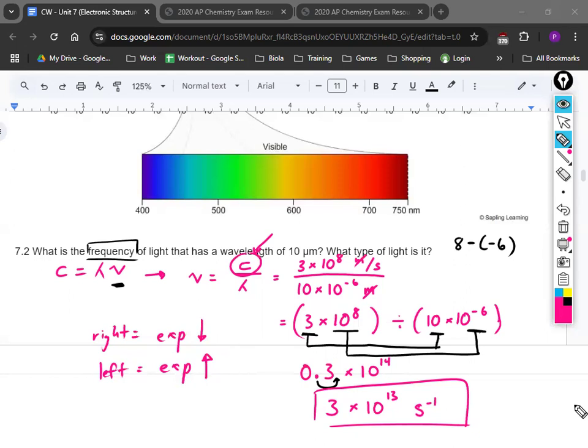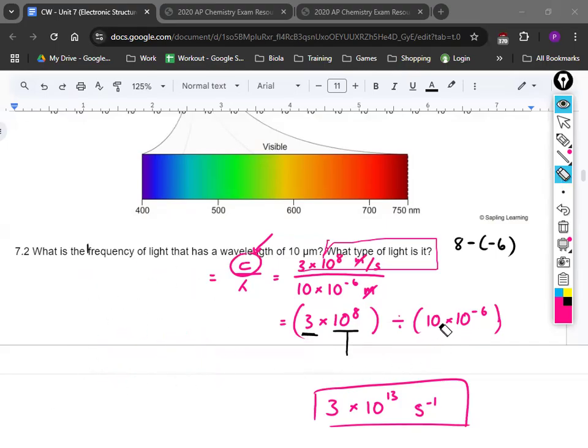Any questions on how to find the frequency? Hopefully the calculation's not too bad. We're going to do another example together in a second, but let's finish the last part of the question. The last part of the question is, what type of light is this? So we're going to take the frequency, which is 10 to the power of 13.